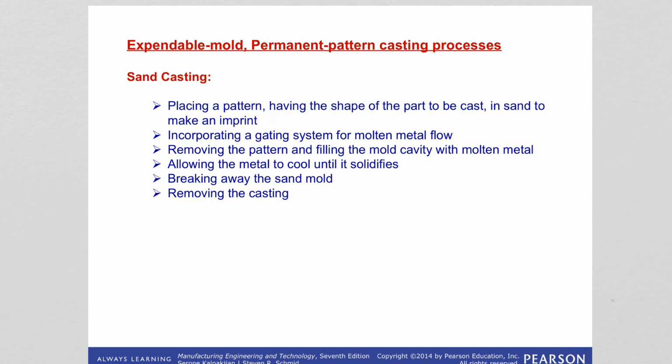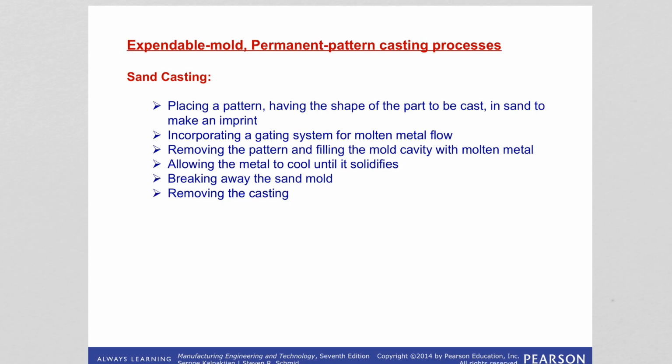So all commercial metals can be cast, and the surface finish depends on the mold material. Of course you can understand from that, when you have sand casting, when you are using sand to make the molds, the surface will be rough. Also for sand casting you can create intricate, complex shapes.